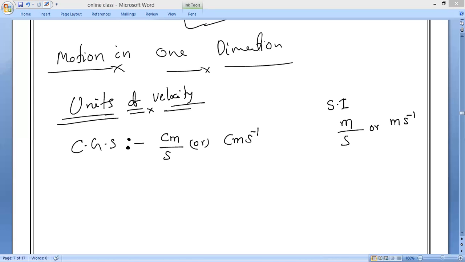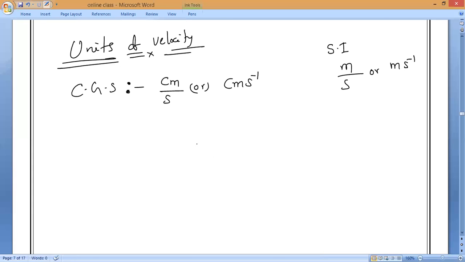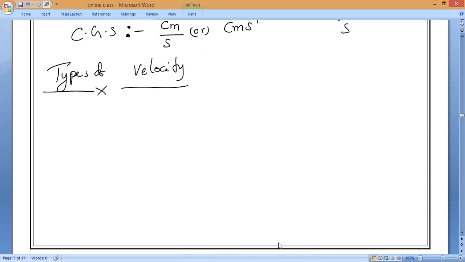Now, if you remember these two things, then we will go to types of velocity. What is that, guys? Types of velocity. Please all of you keep the heading. Do you want 3 types or 4 types? 3 types, sir. Actually, we can even say 4 types of velocity. So let it be.